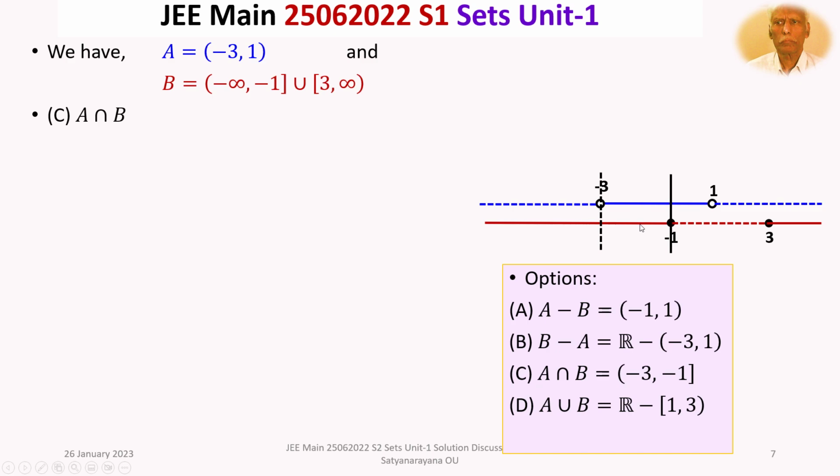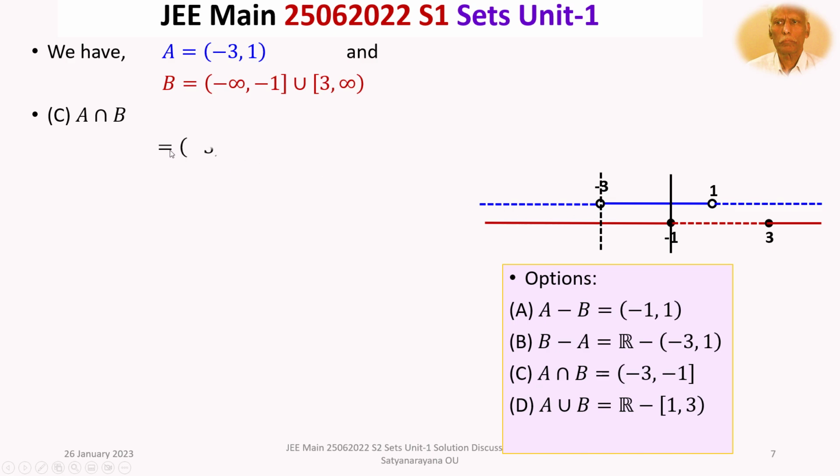So is this element included here? Included. It is also included here, but it is not included here. So it will be 1 to minus 1, 1 to minus 3, minus 3 to minus 1. Minus 1 is included, minus 3 is not included.